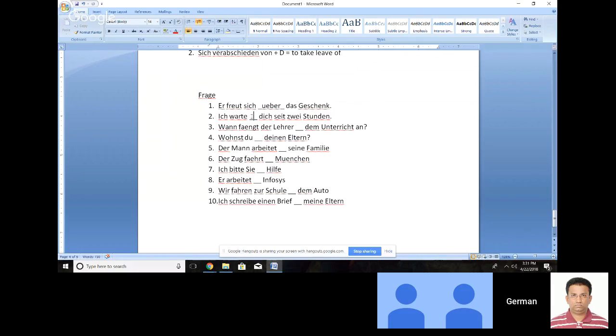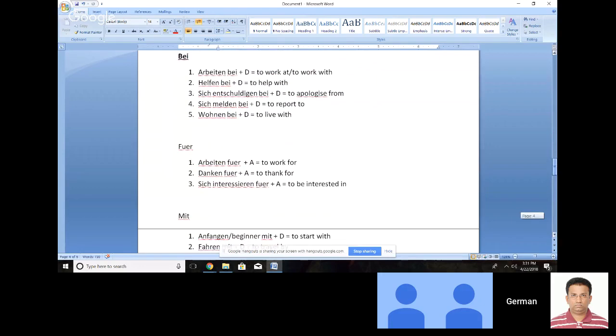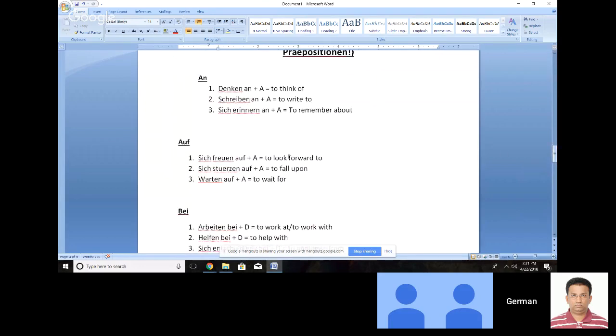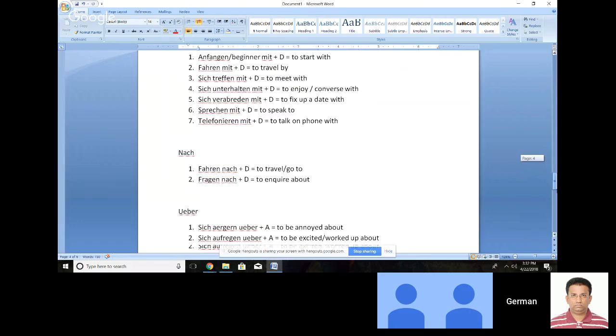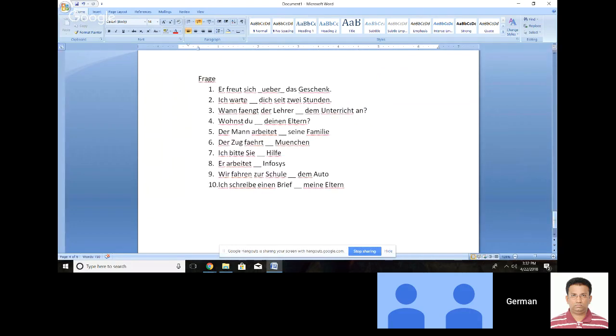Warten takes a fixed preposition, Arvind. That preposition we have to fill in over here. Für does not fit over here. Ich warte auf. The preposition is auf associated with warten, which means to wait for.